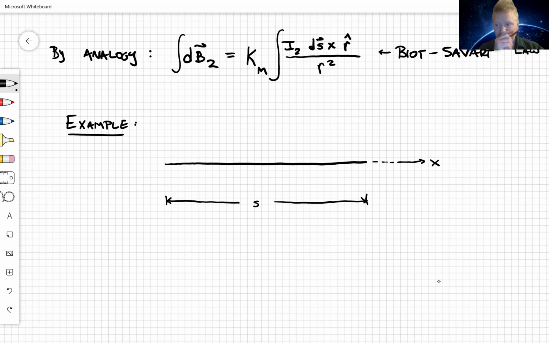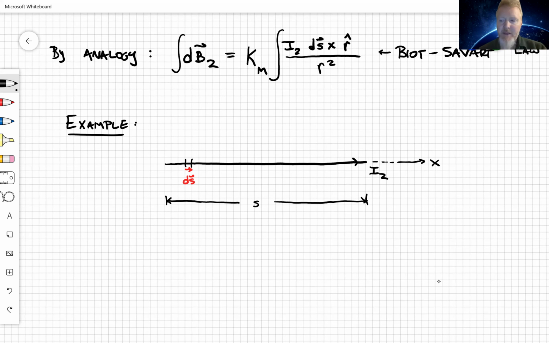All right. So I'm going to take a little piece of ds. Let's suppose once again the current's going to be running left to right here. So there's I2, and here's our ds. All right. So we've got our I2 ds.